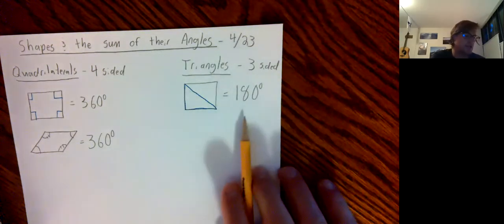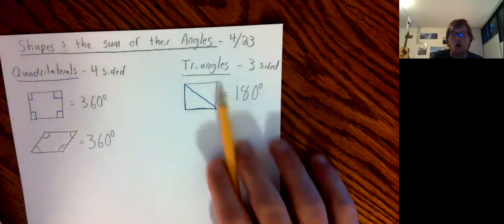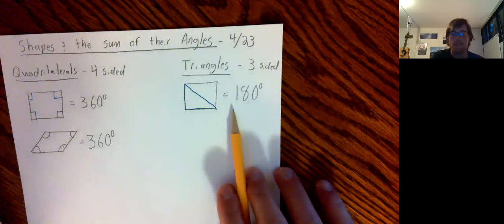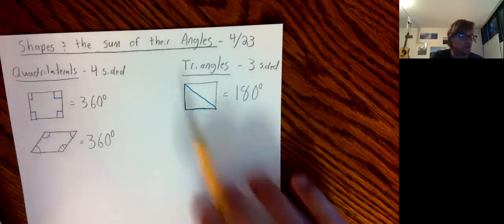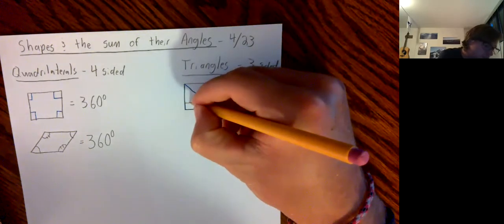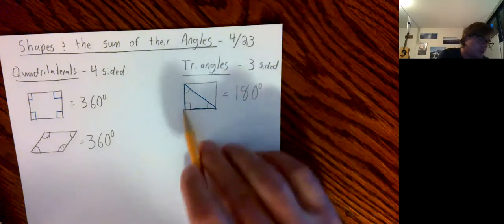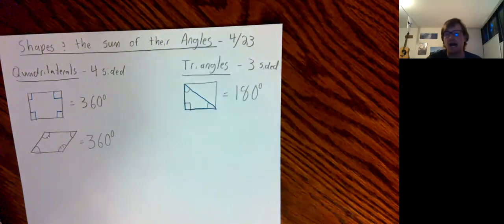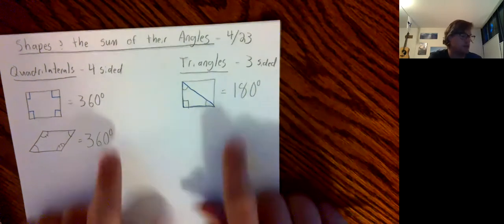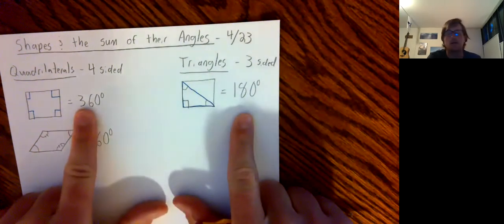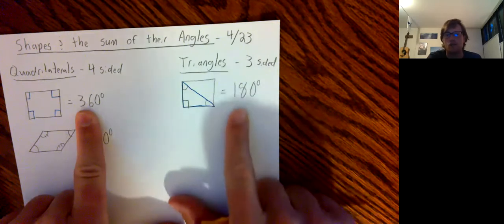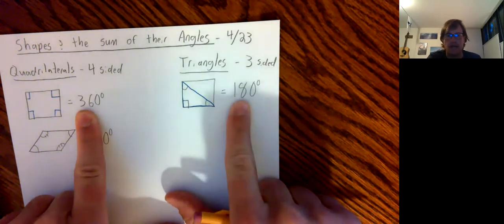So there's our next rule when it comes to triangles. All of the angles inside of a triangle, let's call them 1, 2, 3, are always going to add up to 180 degrees. So those are our two big concepts here. Quadrilaterals add up to 360. Triangles add up to 180.